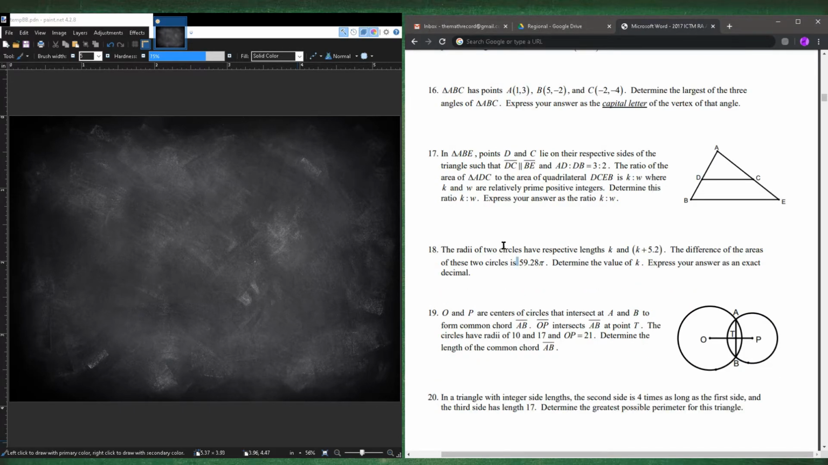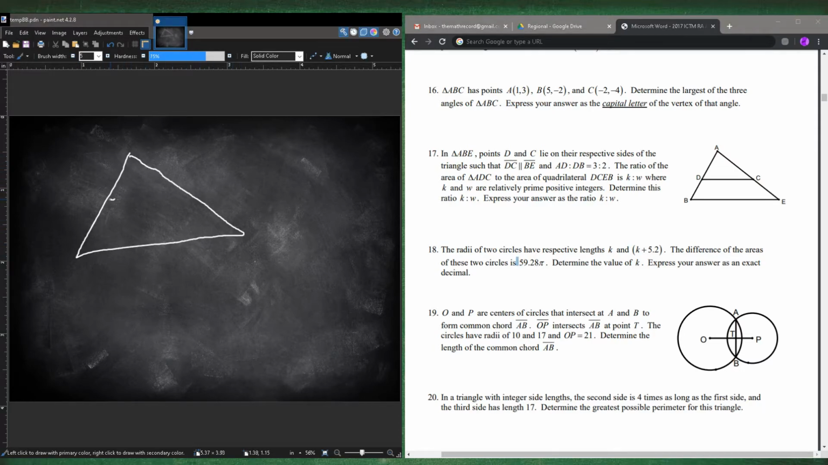Okay, number 17. In triangle ABC, let's draw this over again. A, D, C, and B, and E. They say DC is parallel to DE and BE, and AD to DB is 3 to 2. So the ratio is 3x to 2x. And the ratio of the area of ADC to quadrilateral DCE is K to W. So this area is K, and the area of this quadrilateral is W.